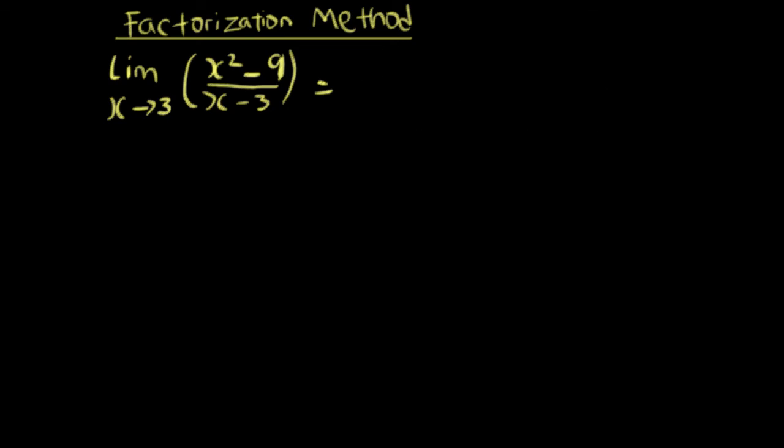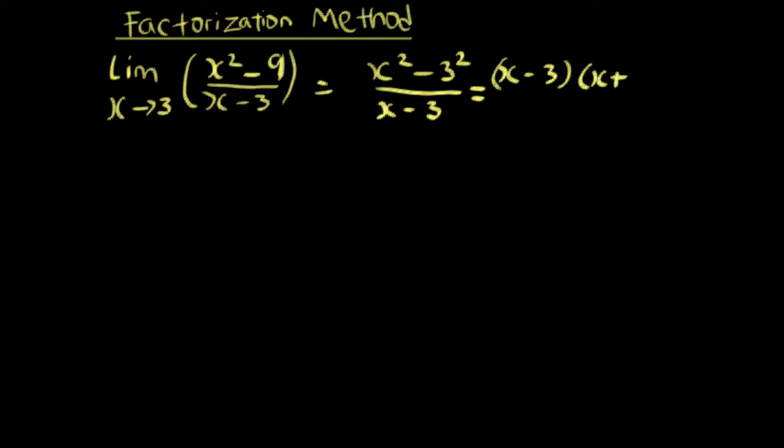In order to factorize this, we have x squared minus 9, and I can choose to rewrite this as x squared minus 3 squared, all over x minus 3. So 9 can be rewritten as 3 squared. This gives us a difference of two squares at the numerator, and to solve a difference of two squares we just open them in different brackets and change the sign. So what we do here is x minus 3 into x plus 3.